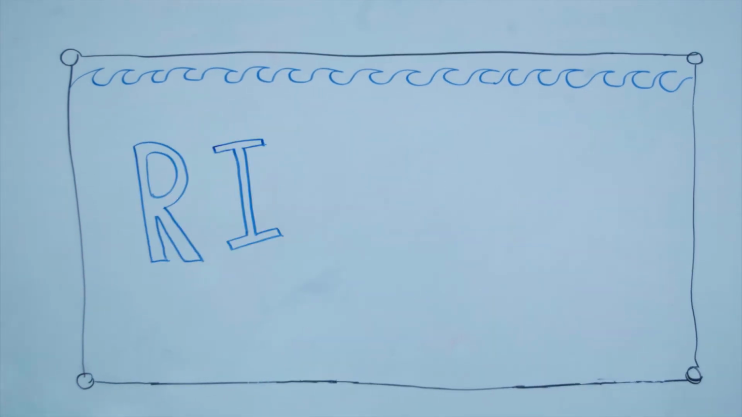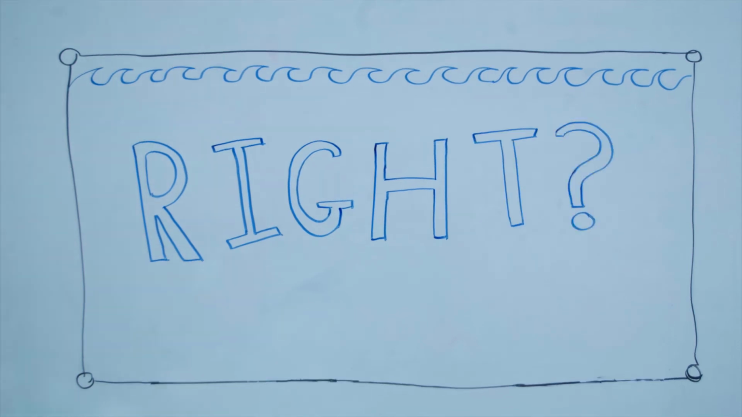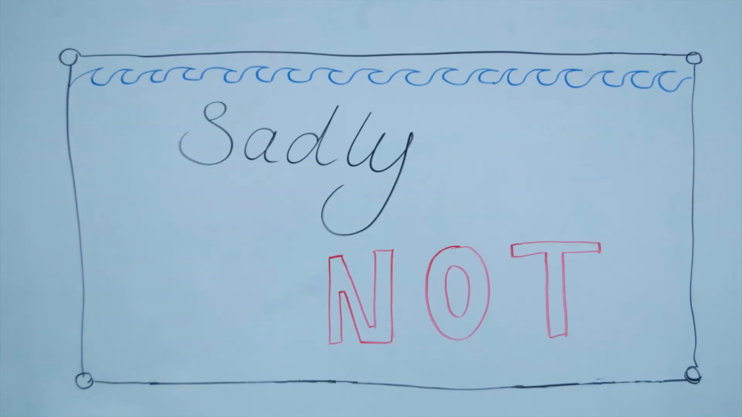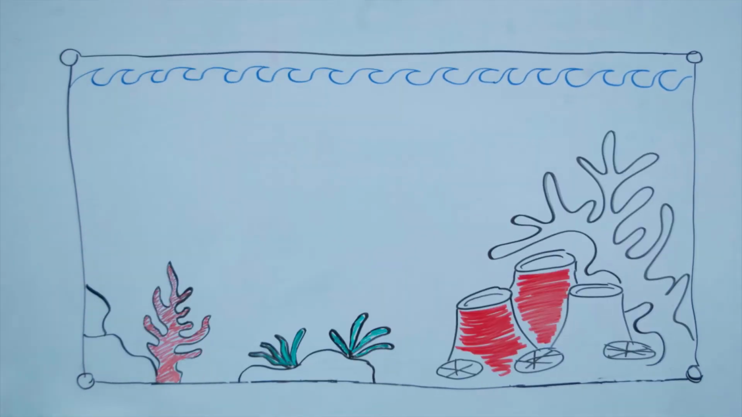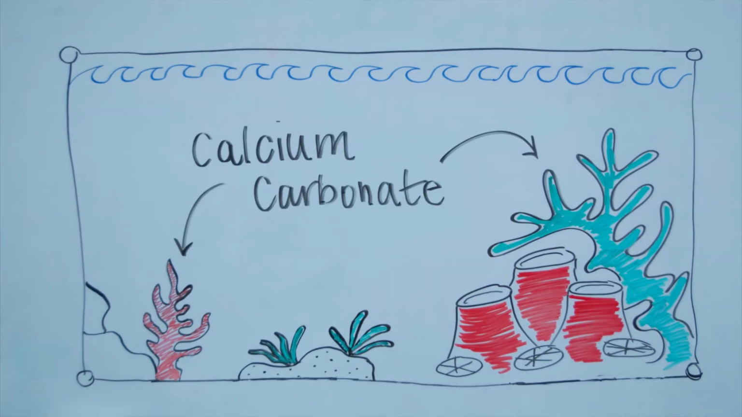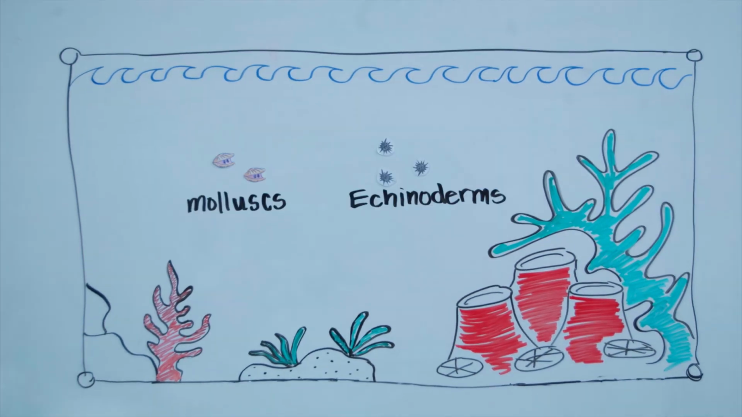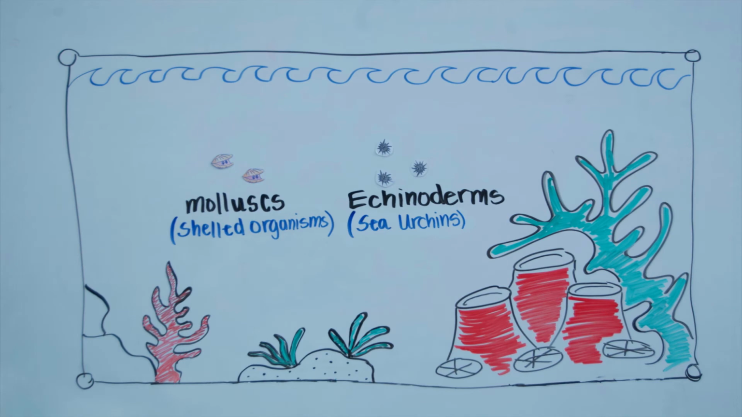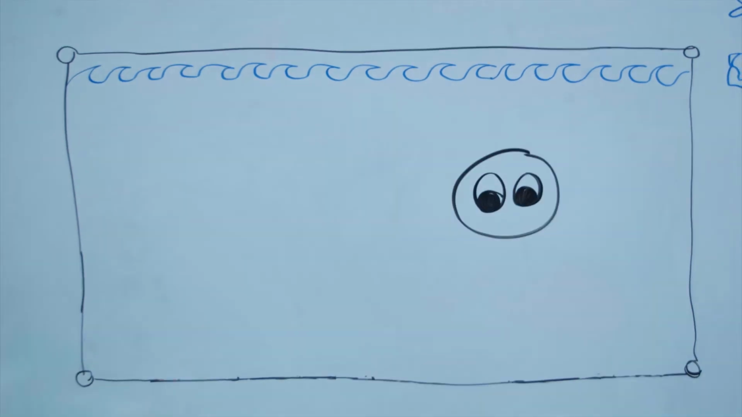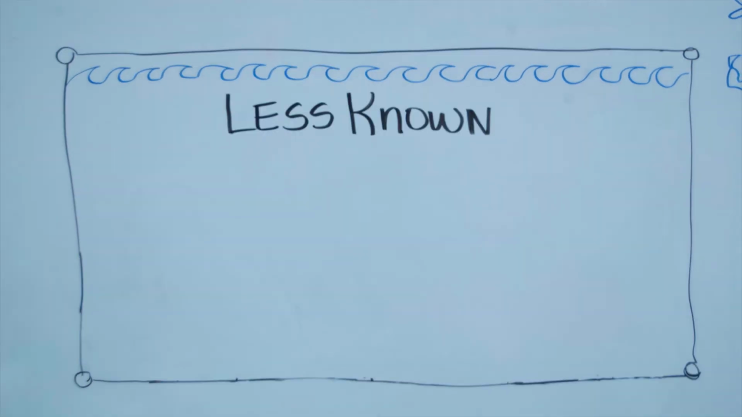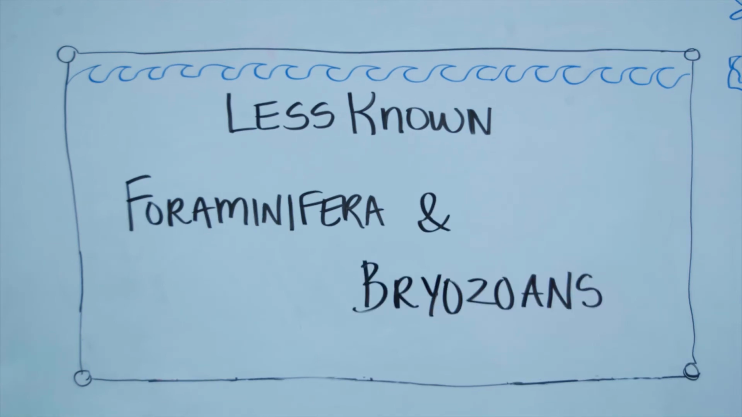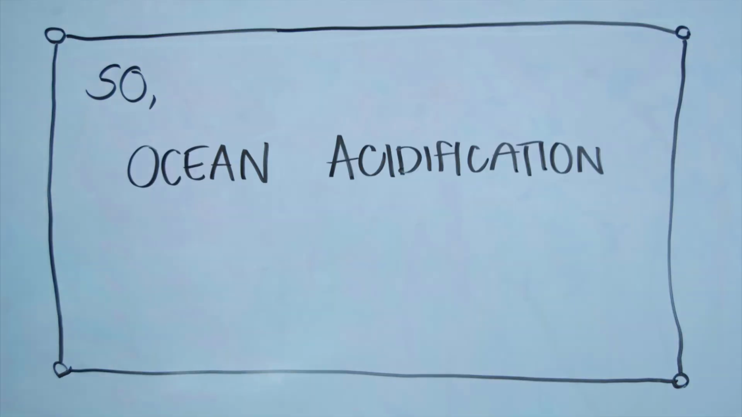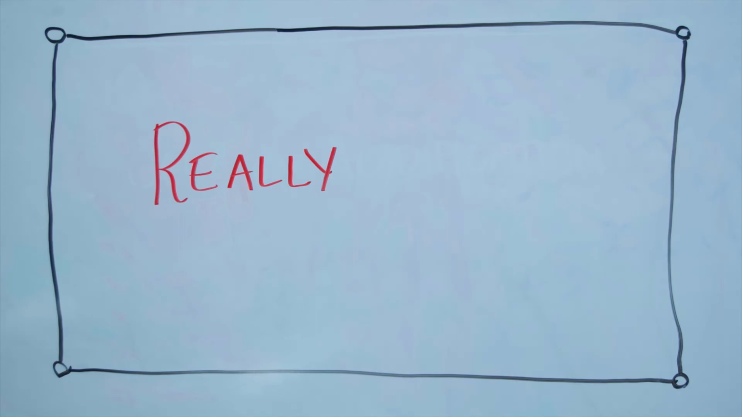But all the other stuff in the sea will probably be okay, right? Sadly not. For starters, corals aren't the only organisms that need calcium carbonate. Mollusks and echinoderms, shells and sea urchins to you and me, need it to build their shells and skeletons, as do less well-known animals such as foraminifera and bryozoans. Okay, so ocean acidification is bad, really bad.